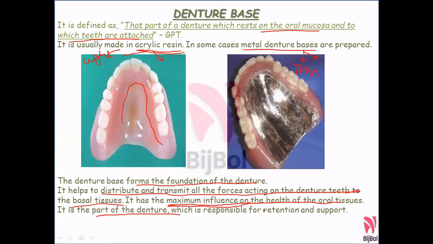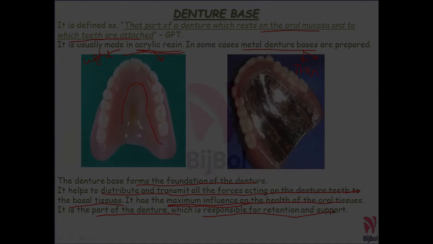Then it is the part of the denture which is responsible for retention and support. The retention and support are mostly taken from the basal tissues. So the denture bases, since they are in contact with the basal tissues, are most important for retention and support.